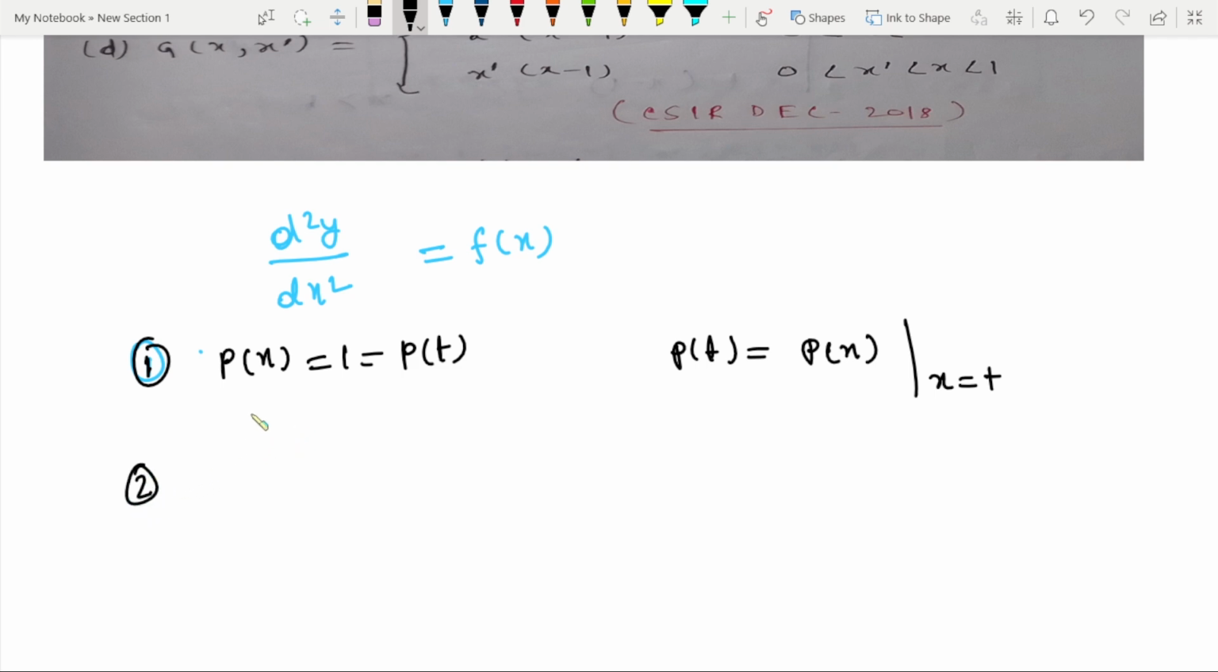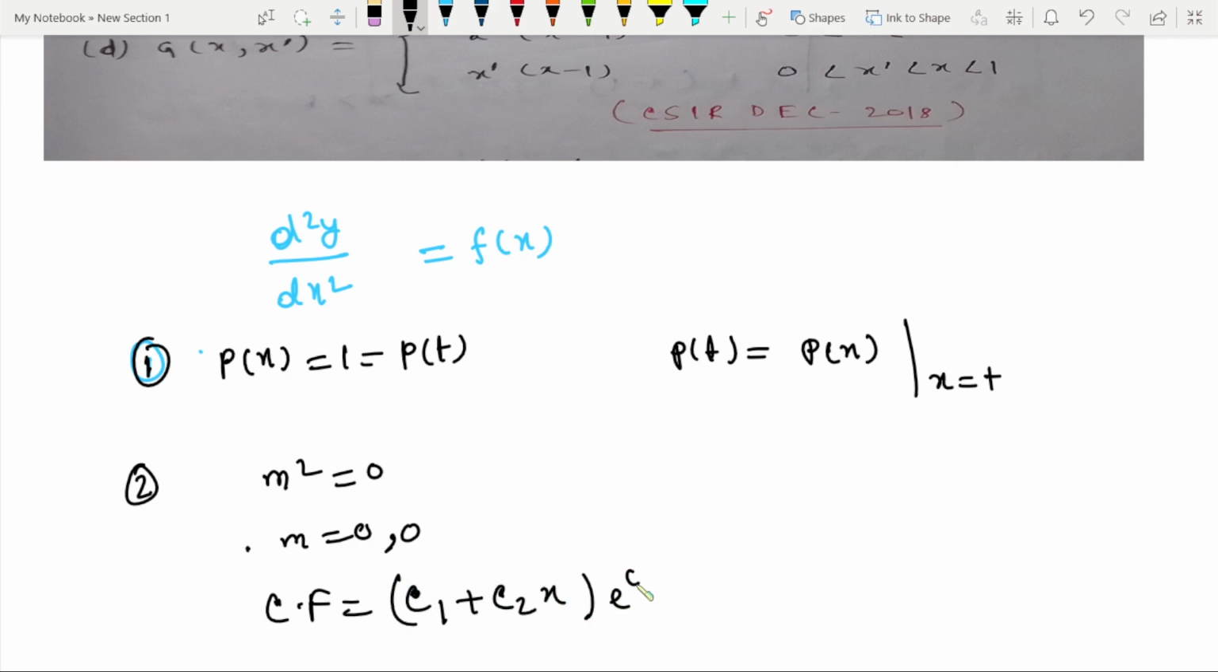Now our second step is find auxiliary equation. So what is our auxiliary equation? Auxiliary equation is nothing but m square is equals to 0. So m is equals to 0, 0. So what is cf? Roots are equal. Okay, c1 plus c2x e to the power 0 into x is equals to c1 plus c2x. This is our complementary function.